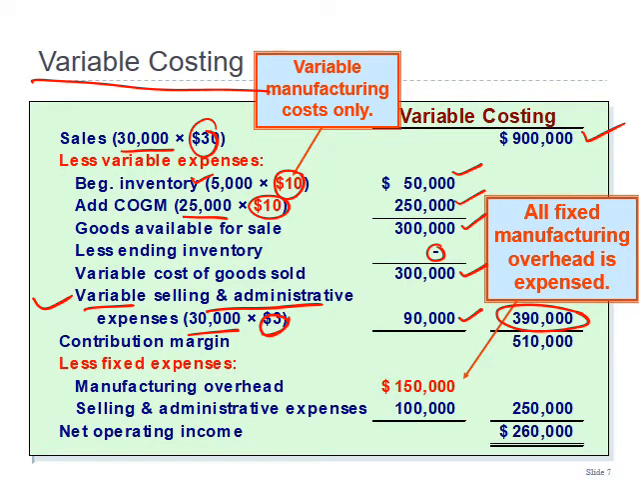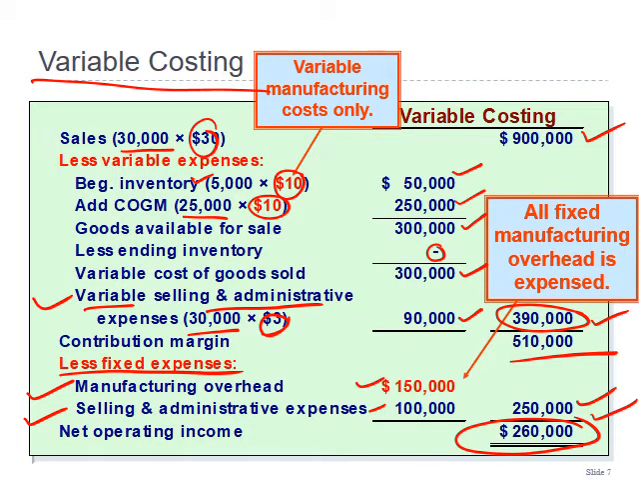So from 900,000 you less 390,000, the answer is 510,000, and then you less all the fixed expenses, fixed manufacturing overhead and fixed selling. You just less 150,000 and 100,000, total 250,000, the answer is 260,000.